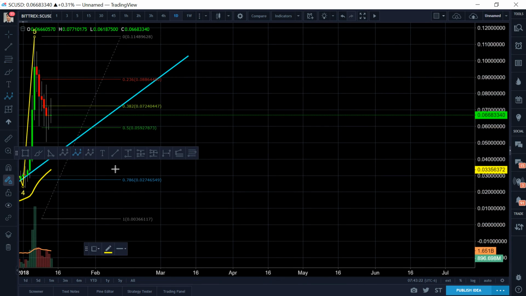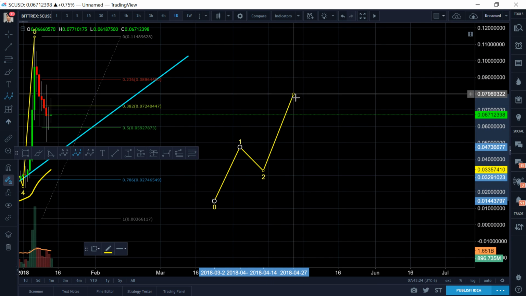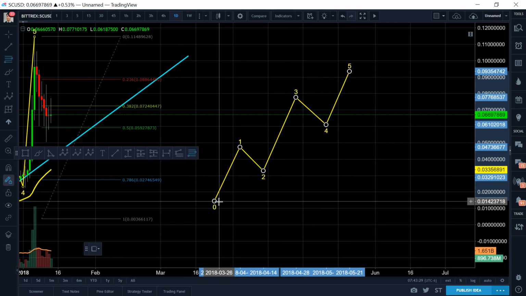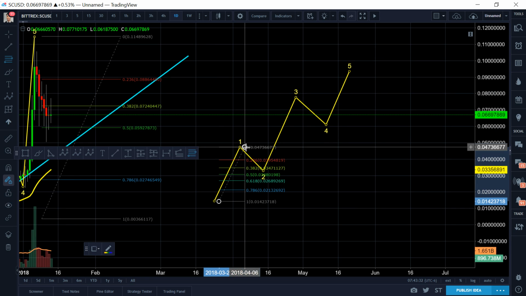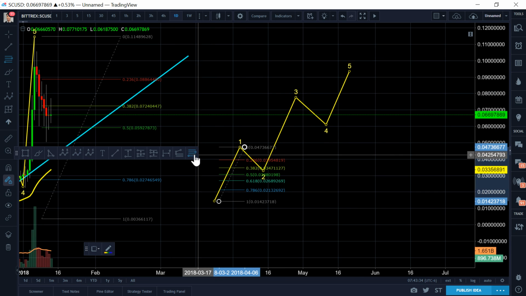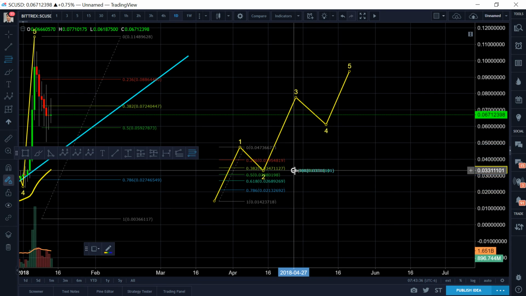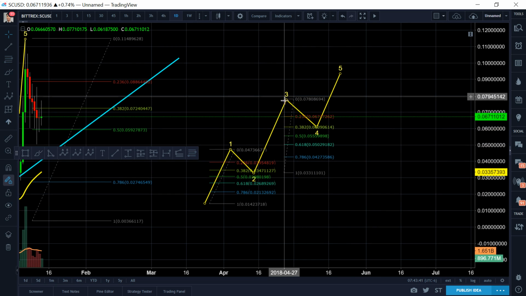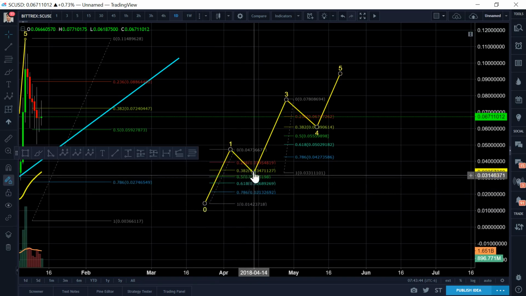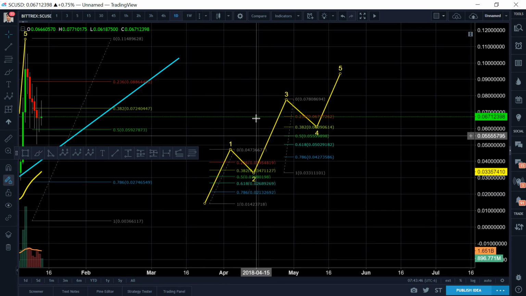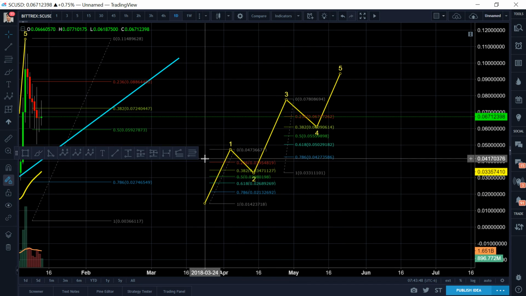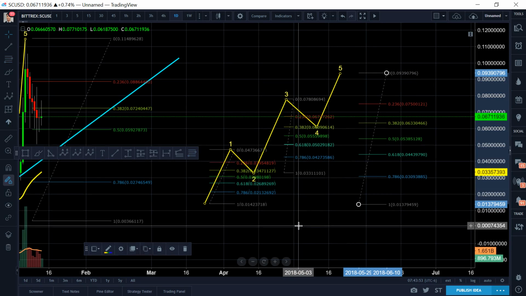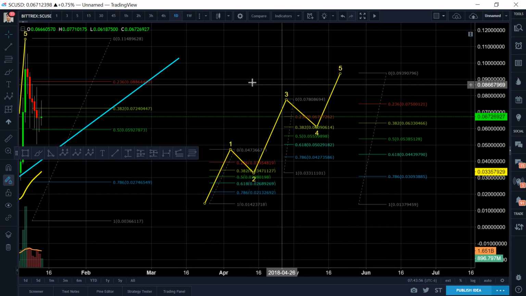Okay? Fibonacci lesson time. There's 5 motive waves up, and Fibonacci takes the retracement of wave 2 only for wave 1. Fibonacci of wave 4 takes the retracement of only wave 3. Okay? So for wave 2, it's only for wave 1. For wave 4, it is only for wave 3. But for wave 5, it takes the retracement of the entire length from waves 1 to there.